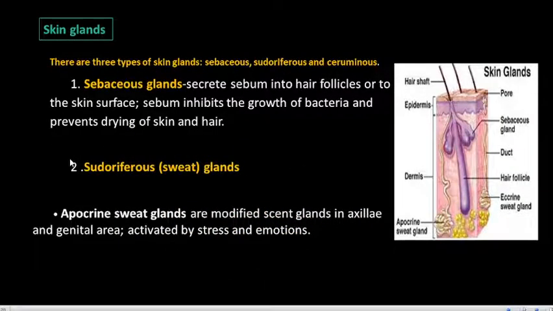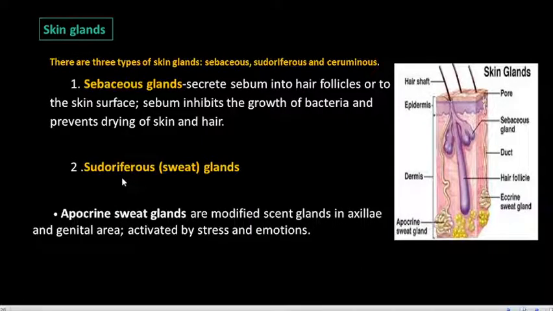Okay. Another one are the skin glands. There are 3 types of skin glands. You have the sebaceous for the sebum, sudoriferous for the sweat, and ceruminous for the cerumen or earwax. Sebaceous glands secrete the sebum into the hair follicles or to the surface of the skin. And sebum inhibits the growth of bacteria and prevents drying of skin and hair. So, ang sebum natin, it keeps our skin and hair soft and smooth.